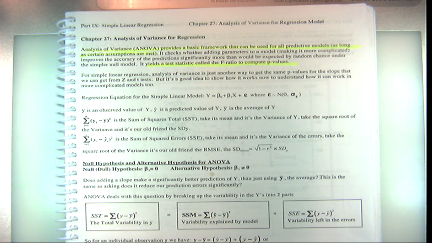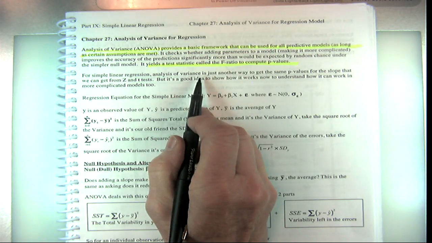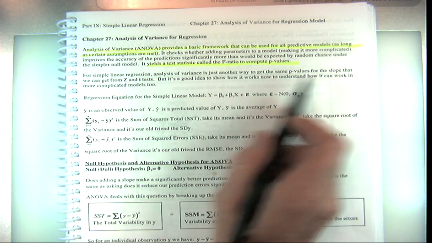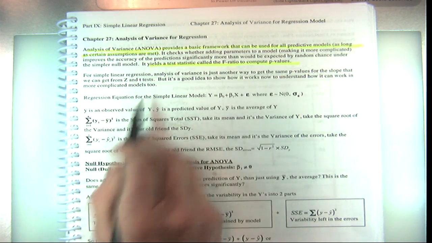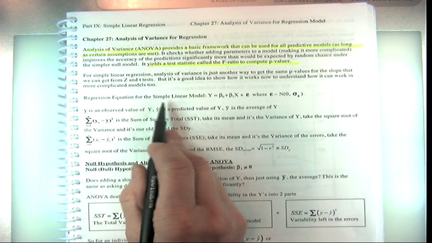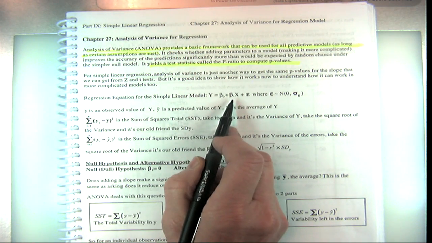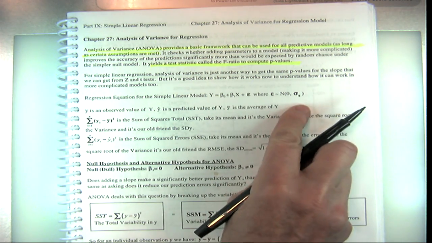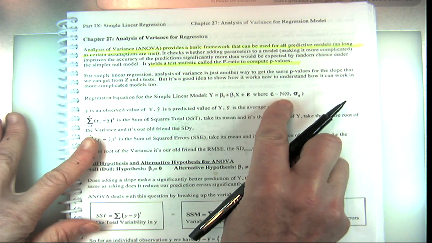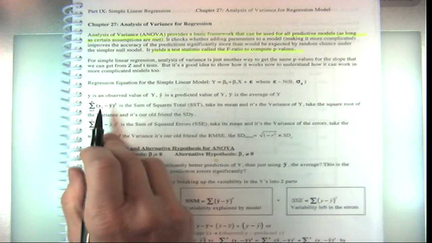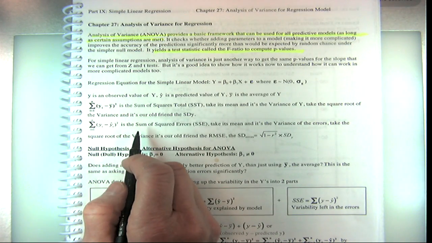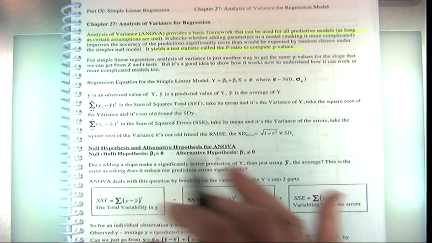Let's do it in the context of simple regression, where we can understand it better. For simple regression, analysis of variance is just another way to get the same p-values for the slope that we can get from the z and t-tests. But it's a good idea to show how it works now, to understand how it can work in more complicated models. Here's our simple linear model: intercept plus 1 slope times x, and let's assume that the errors are normal. These are 3 assumptions about the errors. Let's look at some formal language again, because now we really need it.